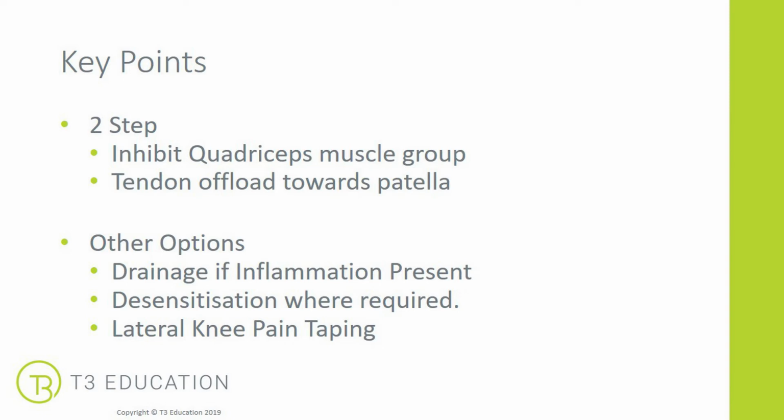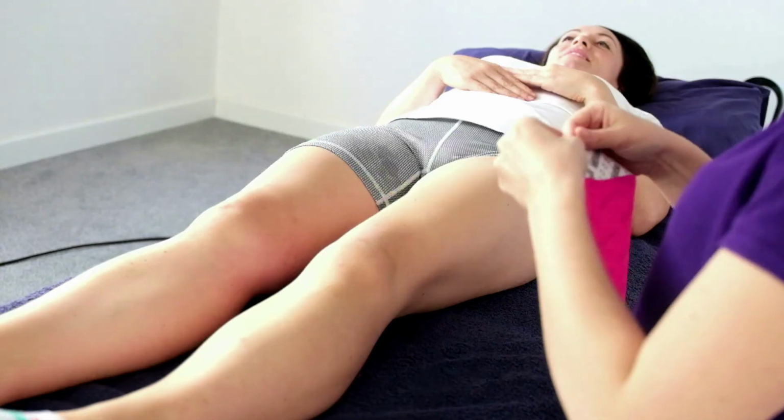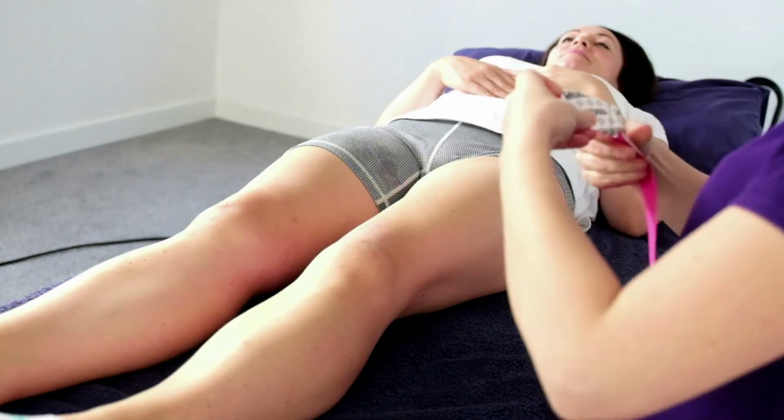If there's any inflammation present, then you can use a lymphatic drainage taping around the knee joint and also pain desensitization taping where required. And if you have found any issues with the lateral knee, then review the lateral knee pain taping video also. So we begin with inhibition taping for the quadriceps.